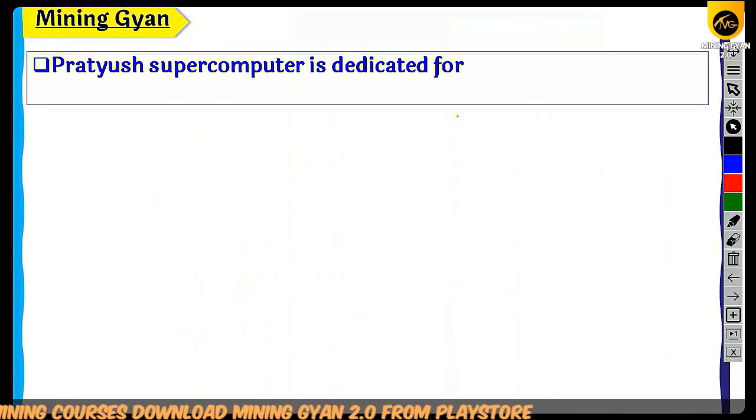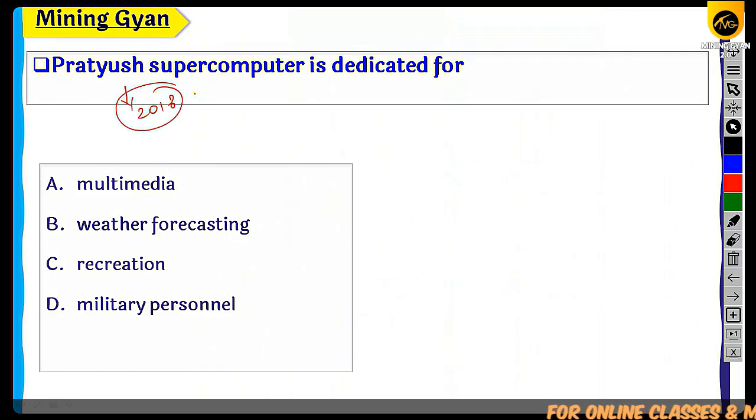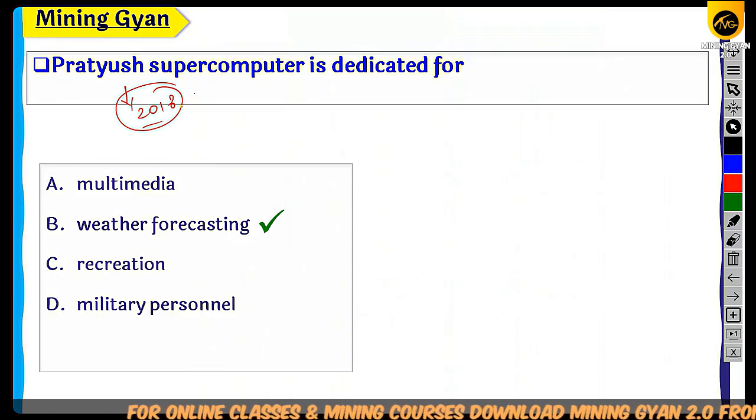Next one: the Pratyush supercomputer is dedicated for what? Option A is multimedia, then weather forecasting, recreation, or military personnel. Pratyush is the supercomputer which was developed in January 2018, and it is used for weather forecasting. So option B is the correct answer. Pratyush supercomputer is dedicated to weather forecasting.